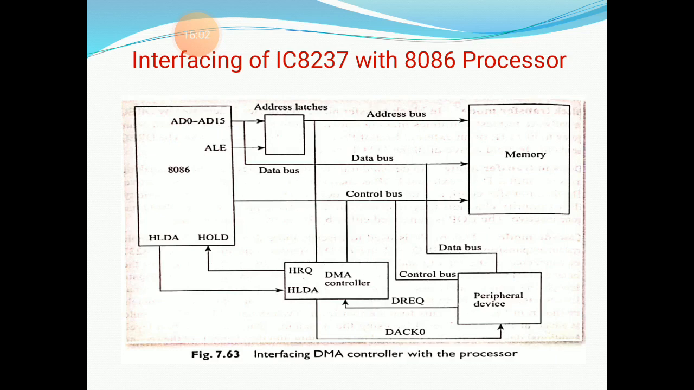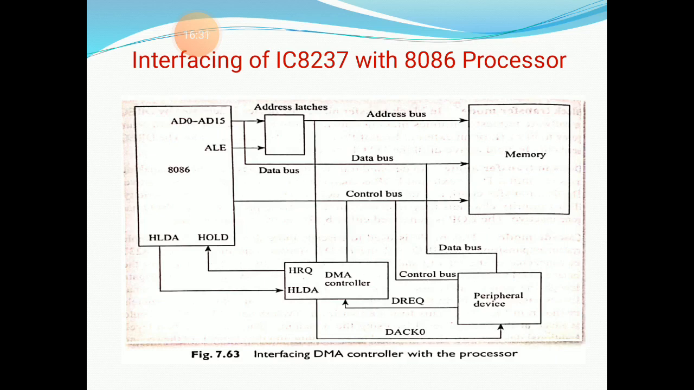When the processor releases the system bus, the DMA controller takes over the system bus, that is, the address, data and control bus of the DMA controller are connected with the address, data and control bus of the system. Based upon the type of operation, that is, peripheral to memory or memory to peripheral data transfer, the DMA controller generates the required control signals.